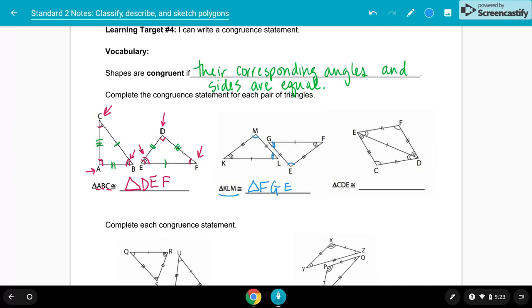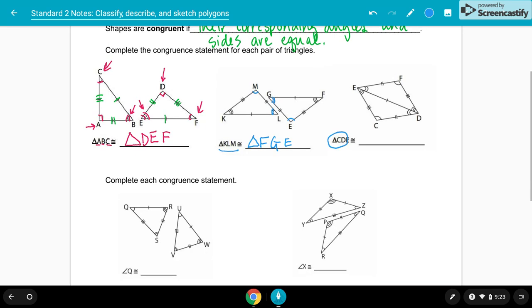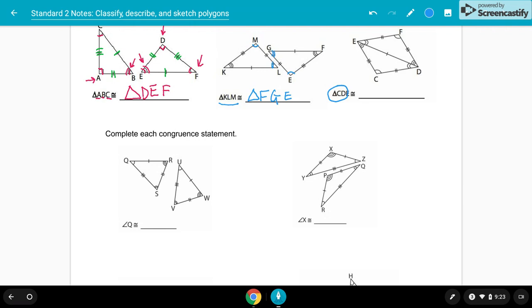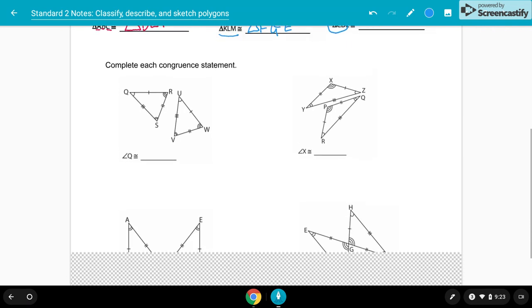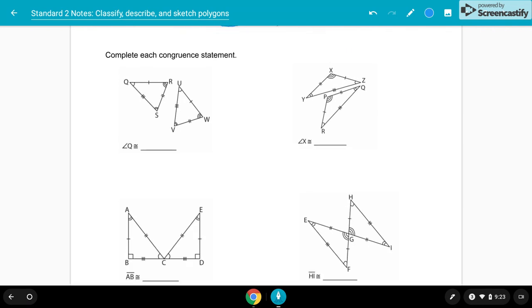All right. I want you to try to do this one here on your own, and then check with me when you're done with this packet, and then we'll move on from there. Okay, complete each congruency statement.